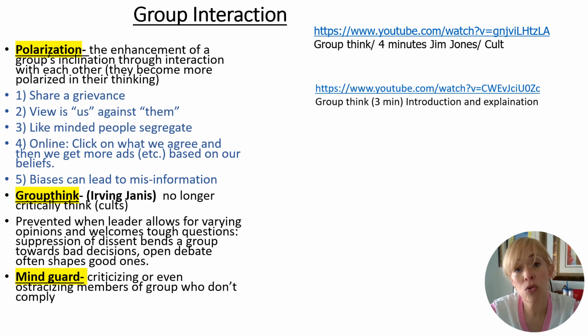All things that cults do. Cults do not allow you to think for yourself. You do not have critical thinking. Someone else is critically thinking for you. That's what groupthink is. And when you're in the group, they're also mind guarding you. They're making sure that you're going to be shunned if you say something outside the group's parameters. And this happens with extremism, right? When you have extreme thoughts or extreme behavior, groupthink is probably the culprit.